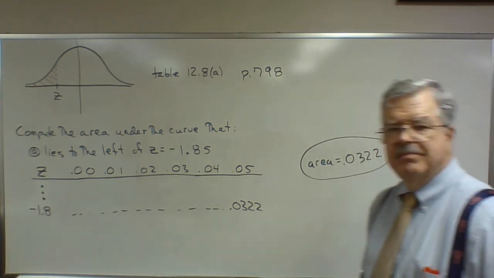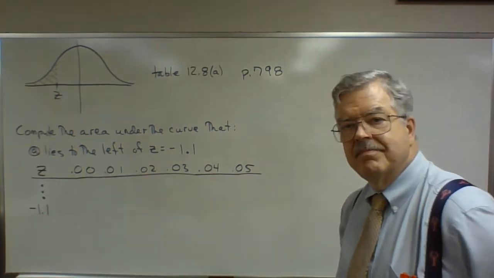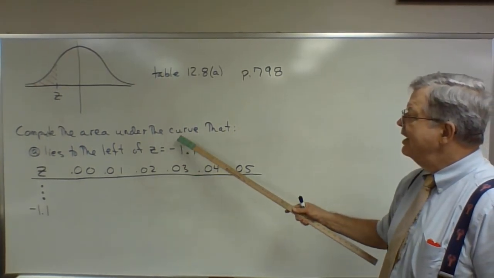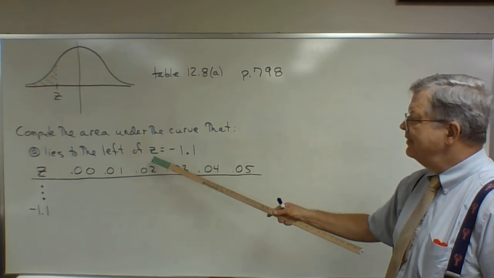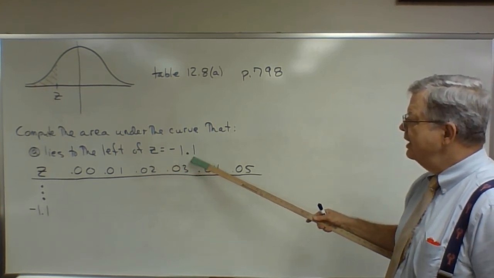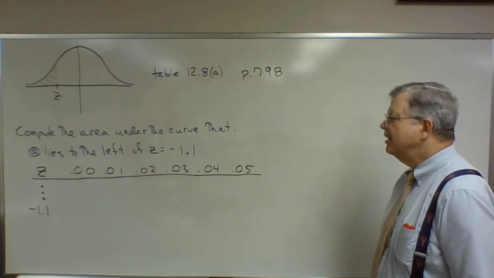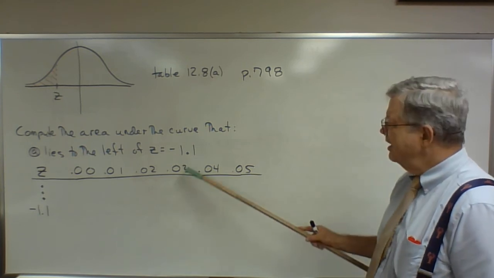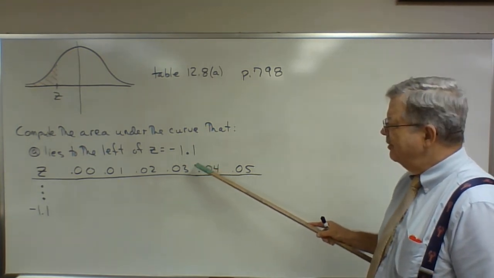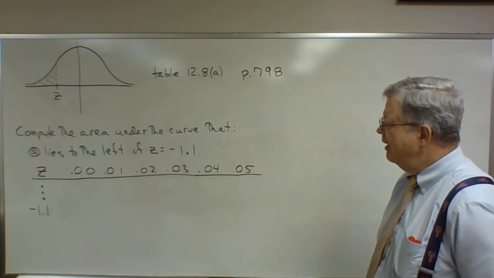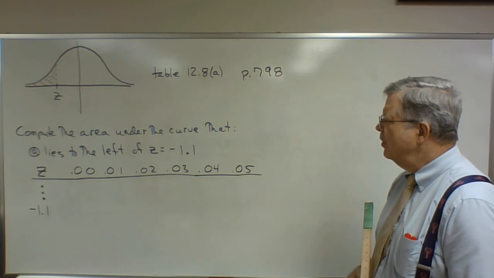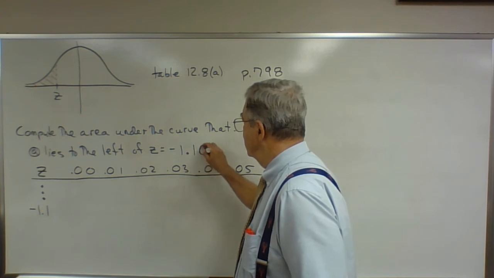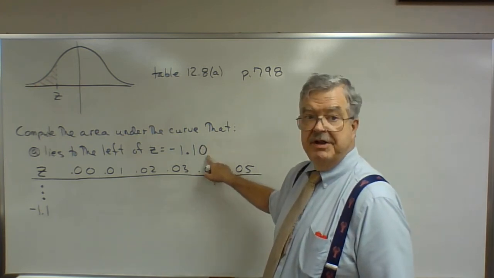Let's do another one. Find the area under the curve that lies to the left of z equals negative 1.1. Well, in the two examples we had before, there were always 3 digits here. We only have 2 now, negative 1.1. When they tell us that, we're supposed to realize that the 3rd digit is a 0.